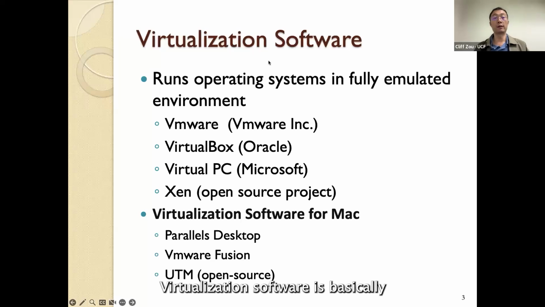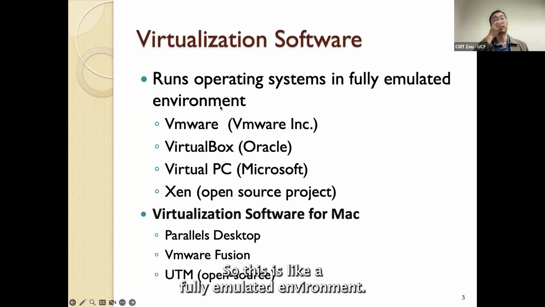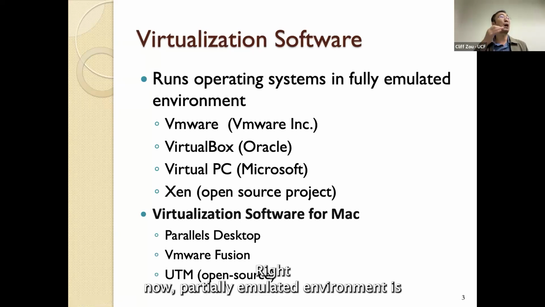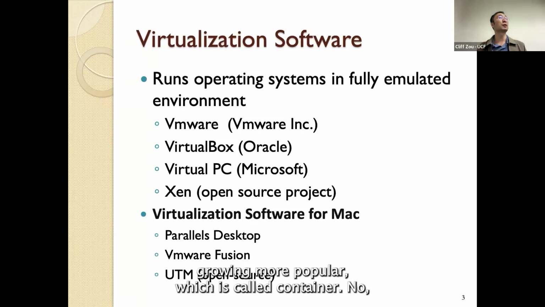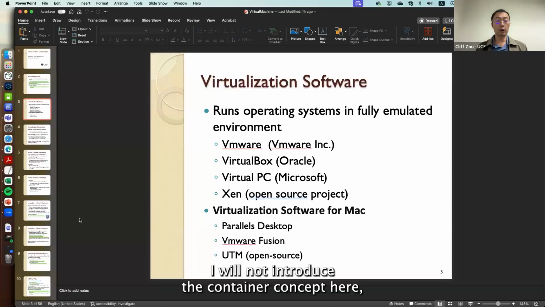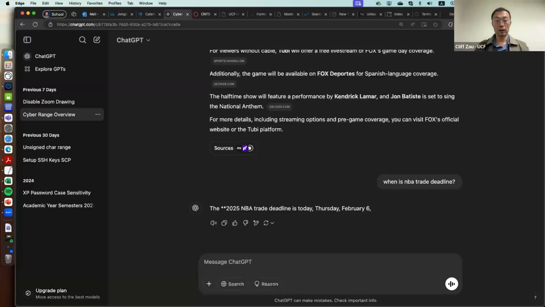Virtualization software is basically you can run operating system in fully emulated environment. So this is like a fully emulated environment. Right now, a partially emulated environment is growing more popular, which is called a container. I will not introduce the container concept here, but if you're interested, you can always check what is container, Docker.